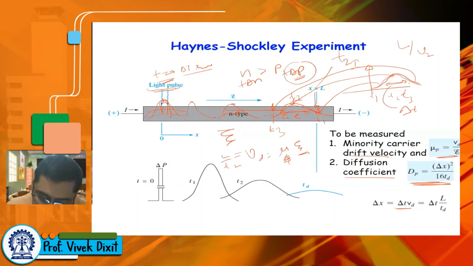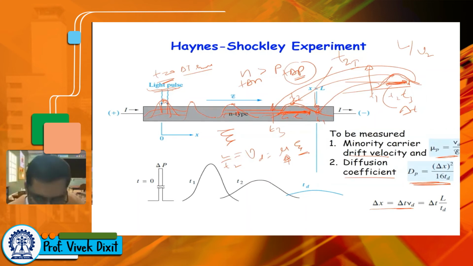Because let's say you start measurement at this point. This part will drift the length delta x with drift velocity v. So delta x will be delta t in the measured window times the drift velocity. So delta x in physical length will be the same as the measured delta t times the drift velocity. Is it okay?